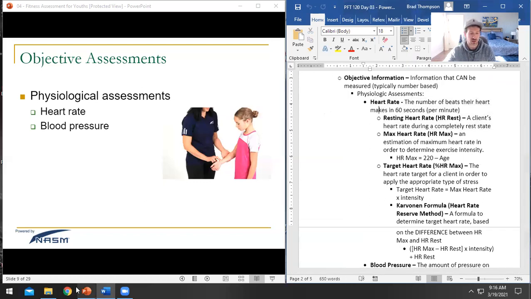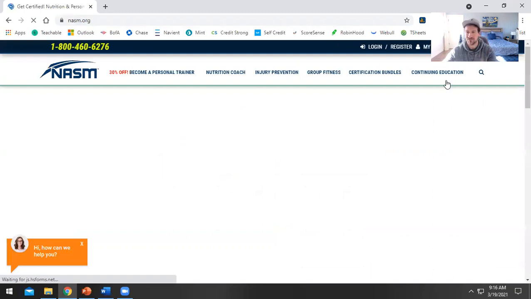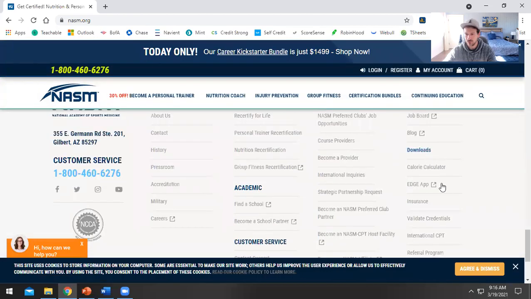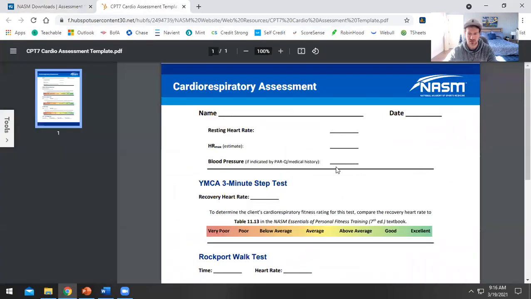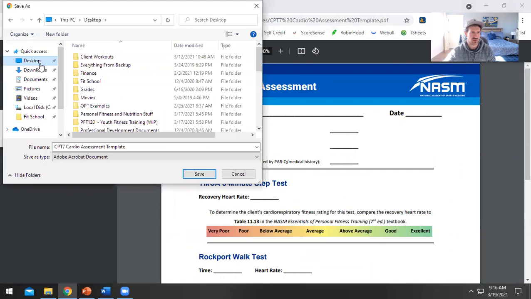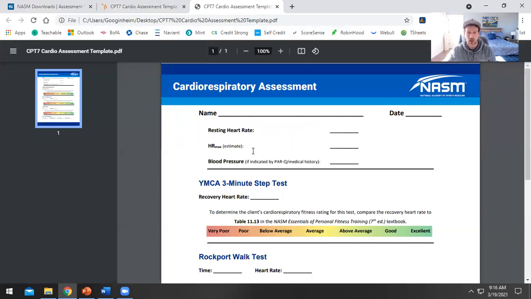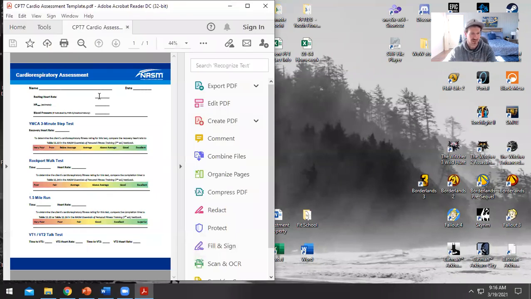Now, the other thing you need to figure out is their heart rate. Actually, I just realized, what am I doing? NASM.org. I just realized I wanted to do this as we go through. Downloads. Cardio assessment template. They changed this up ever so slightly. All right, download. To the desktop. And open her up. Can I type? No. All right. That's okay. Let's close that and open it up. And this one. Can I type? Nah, whatever.